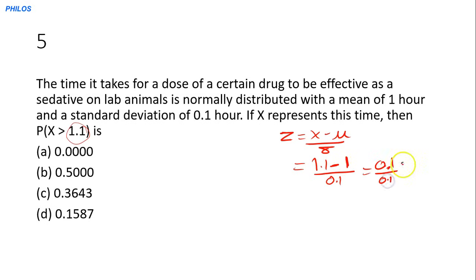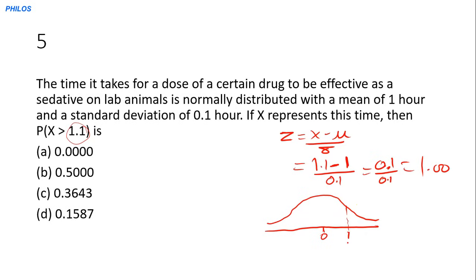Divided by 0.1, you get positive 1.00. So in order to get your answer, we sketch a curve. It's not compulsory, okay, but it's good to sketch it so that you know exactly what you are doing. Now when you sketch this curve, you know in a standard normal curve, the middle is 0. These sides are negatives and these are positive, okay. So where do we plot 1? Let's say it's somewhere here.